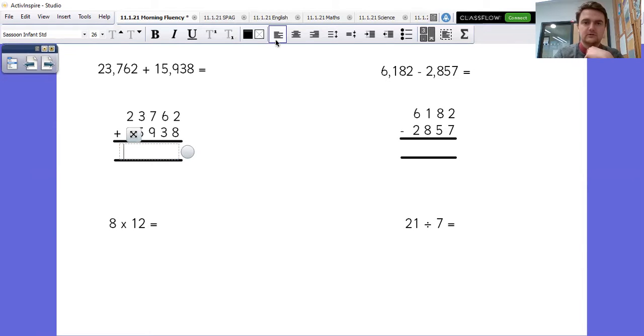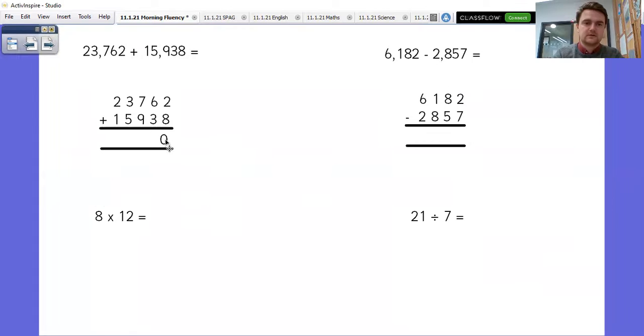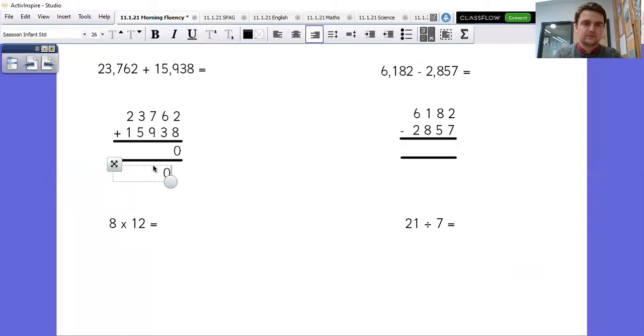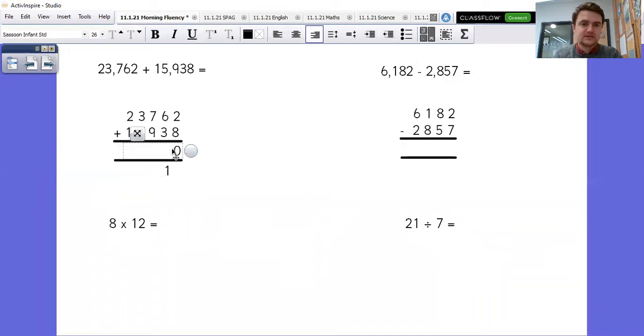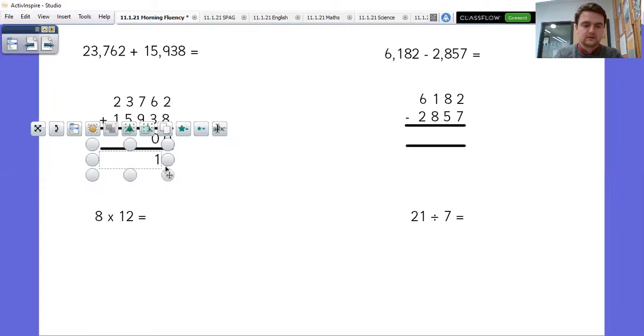2 plus 8, because I always start off with my ones, is going to give me 10. So I'll put my 0 in there. I'm going to exchange 10 ones for 1 ten and pop that down there. 6 tens plus 3 tens is 9 tens, plus my exchanged 10 gives me 10 tens. I'm going to exchange 10 tens for 100, which means that I need another 0 here, and I can copy and paste that 1 from underneath.